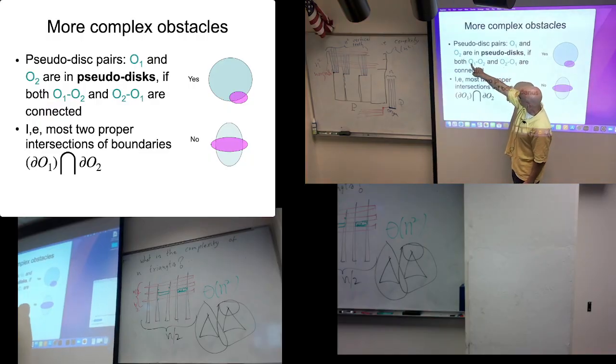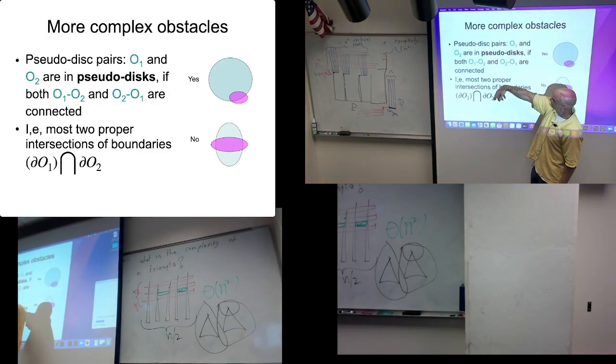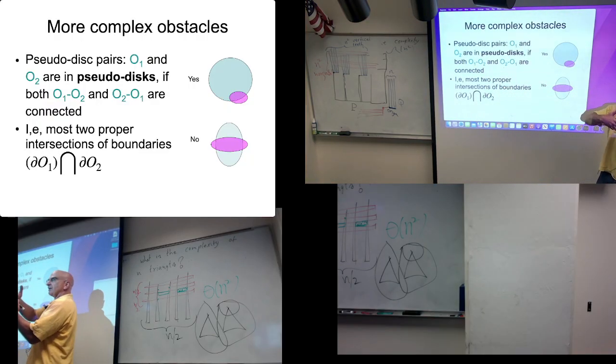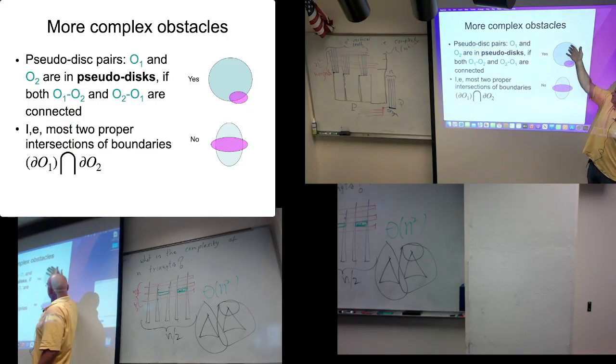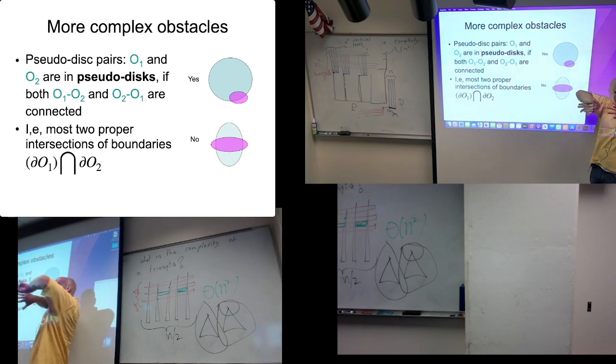I'll take one object and remove the other one. I want it to still be connected. You can eliminate it already, of course. You can completely erase it, but you cannot split it into two objects.